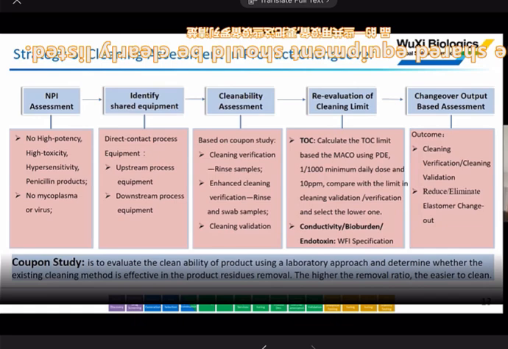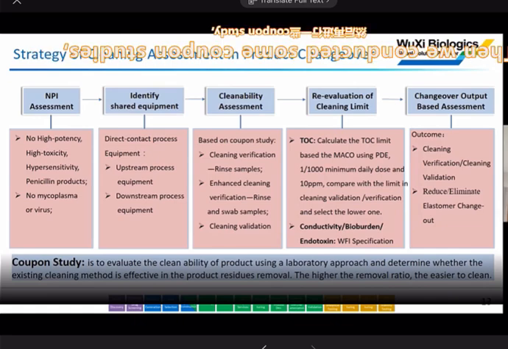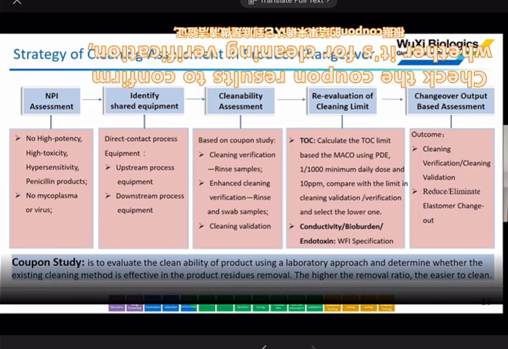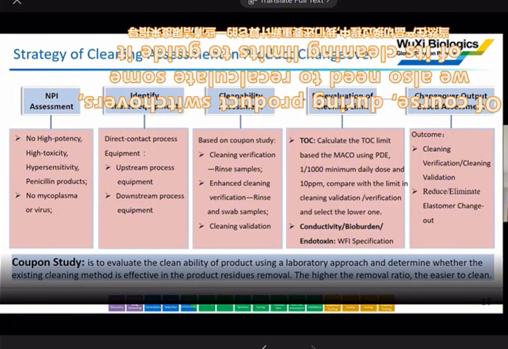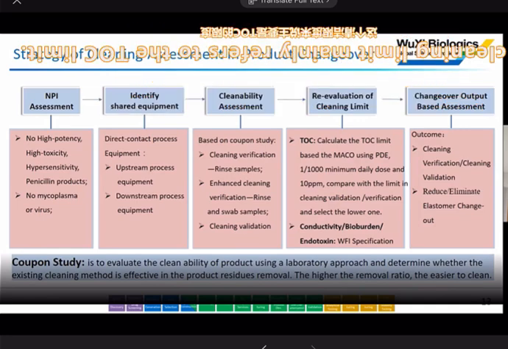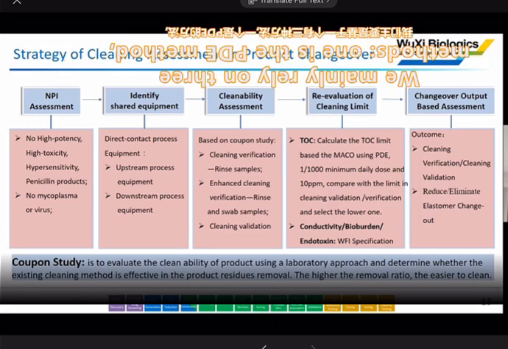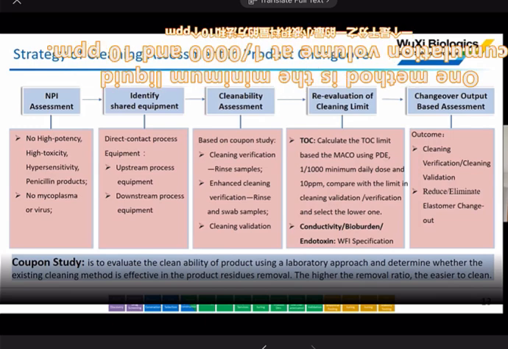At the NPI stage, some products like this are already excluded. Additionally, among some shared equipment, we need to distinguish which ones are in direct contact with the product, and the shared equipment should be clearly listed. Then we conducted some coupon studies, and check the coupon results to confirm whether it's for cleaning verification, enhanced cleaning verification, or clean verification.